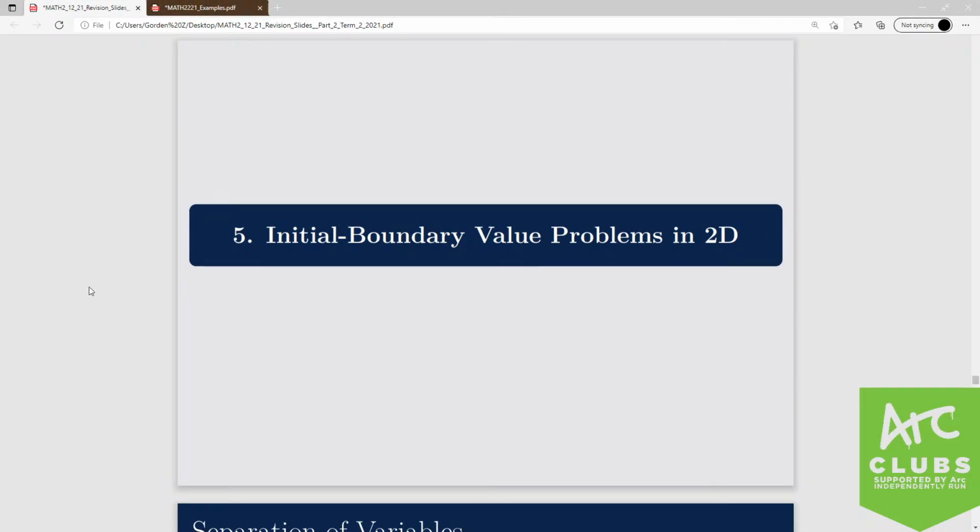So moving on to the final topic, initial boundary value problems in 2 dimensions. In this topic, we get to partial differential equations, which can be quite tricky, but for the sake of this course, we use separation of variables, and this just breaks it into ordinary differential equations, which we solve using the methods taught in the other 4 topics.